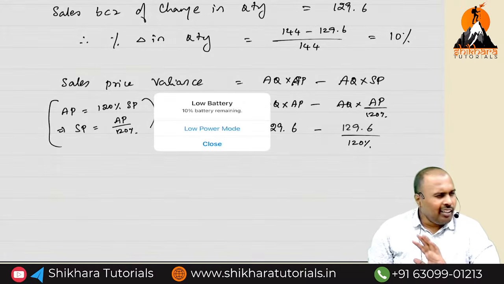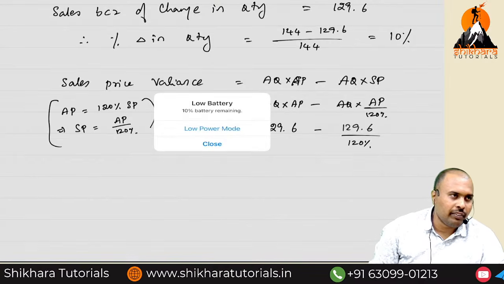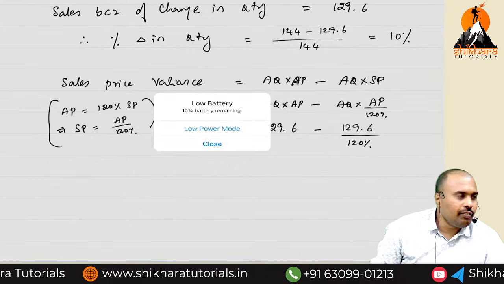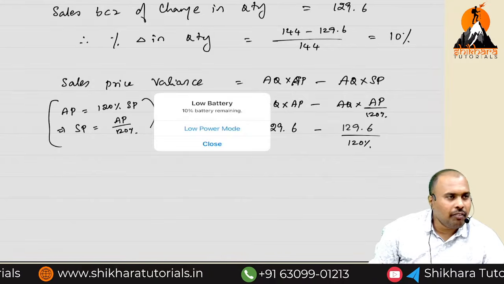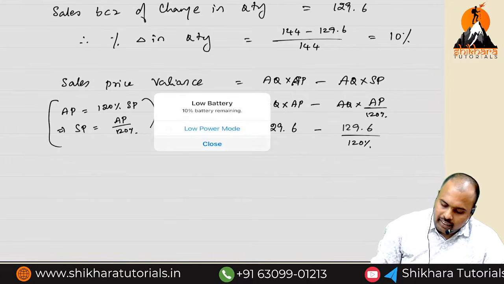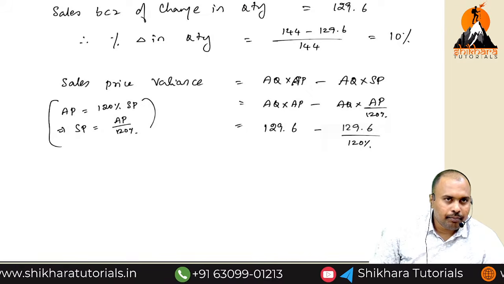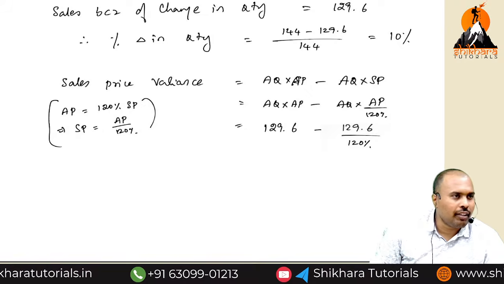Sir, it is really not a complicated thing. It is a previous exam question. Most of the people felt that it was difficult. It is not at all a difficult question. Just try to understand what they have given. It's very, very simple. Actual price is definitely 120% of standard price, right? Agree? Then standard price has to be actual price divided by 120%.